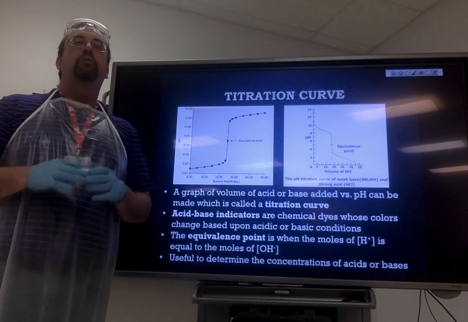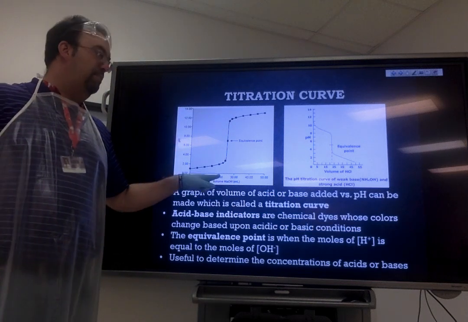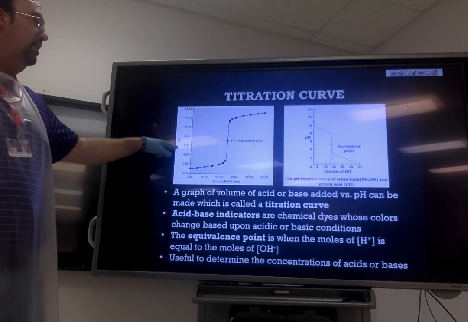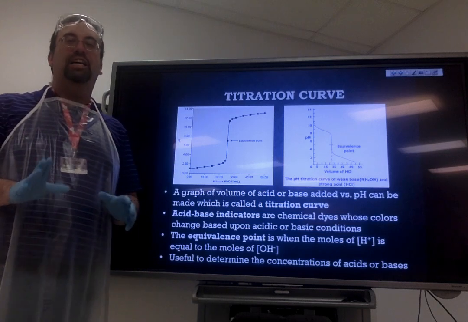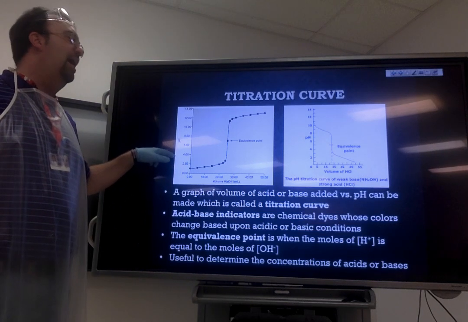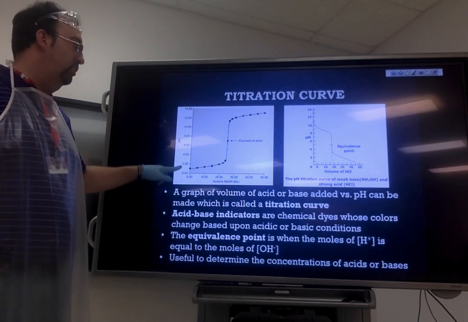If you were to take a plot of the amount of, let's say, base added, and you take the pH, notice that we have what's called a titration curve. And so this is a graph of volume of acid or base added, which is down here. We're comparing it to the pH of the solution.